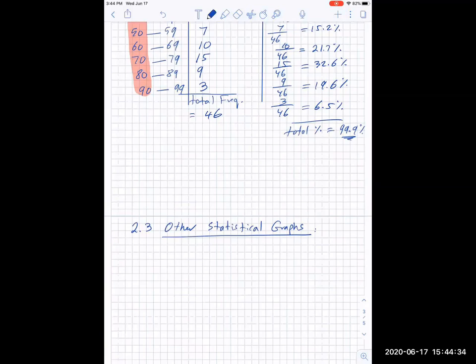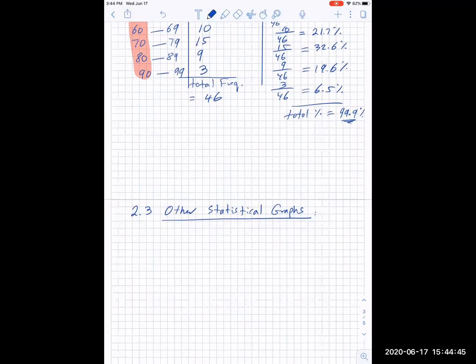So in the previous section, we focused mainly on one statistical graph, which is the histogram. But that's not the only useful statistical graph we have. We have other types of graphs that also can be used to learn more about our sample, to know more about the distribution of our data values, to give us more insight into the data that we collected.